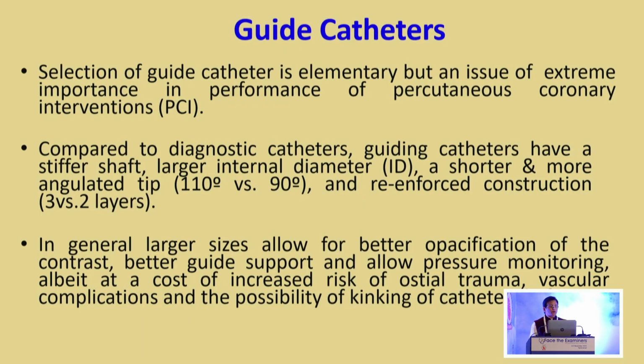Anyway, moving on, the second point is the guide catheters. I really will spend just 2 minutes on this. The guide catheter selection is elementary, but an issue of extreme importance, because unless you select the guide catheter properly and give the support, your procedure will not be successful. You might cross the lesion, you might do anything, but if the guide support is not there, you're gone. So guide selection is critically important. It has to sit and cannulate properly. Another most important thing: any idea what is the internal diameter of a guiding catheter versus a diagnostic catheter?